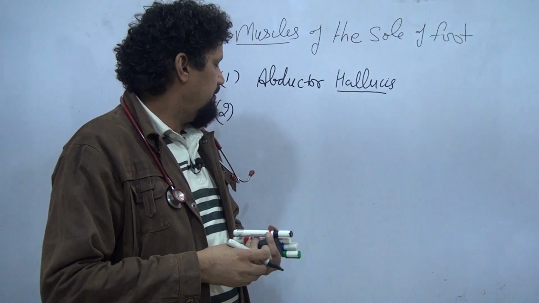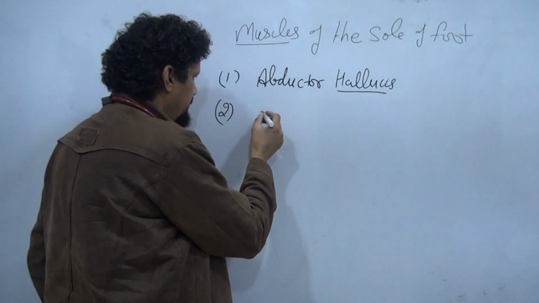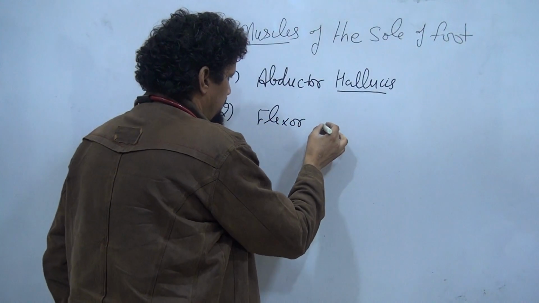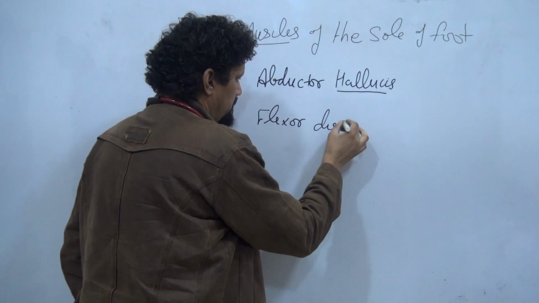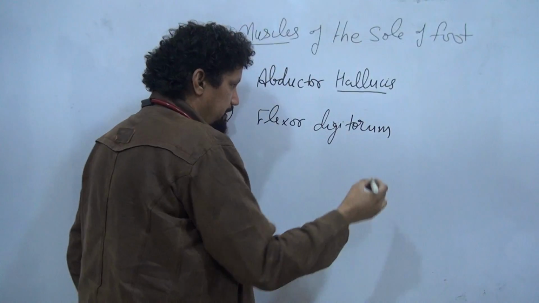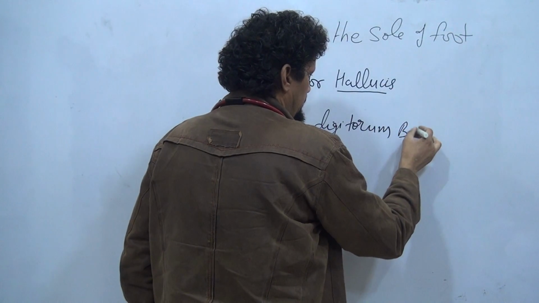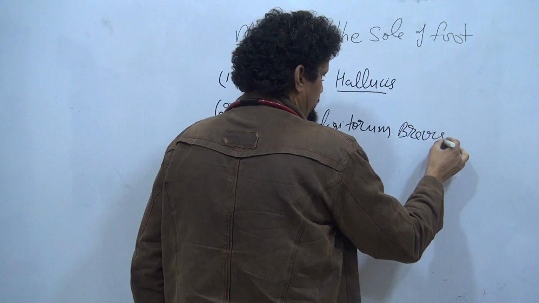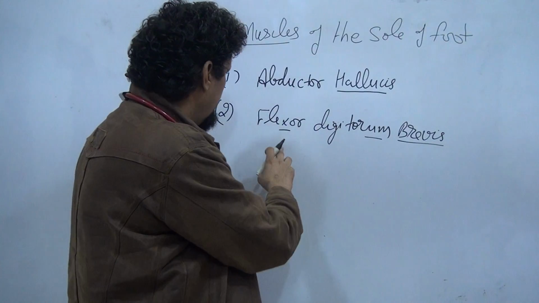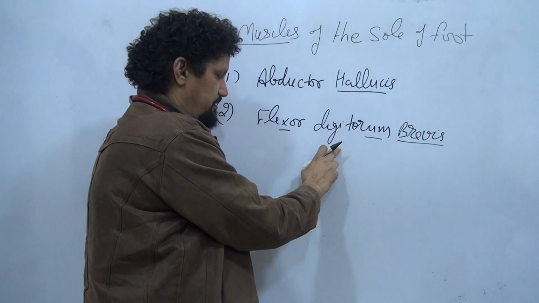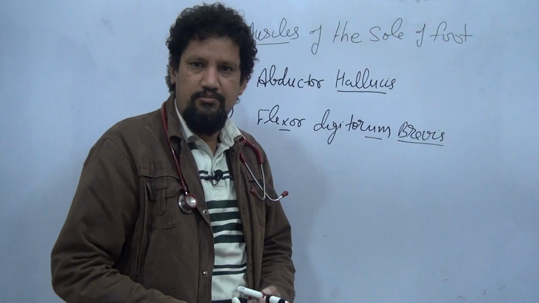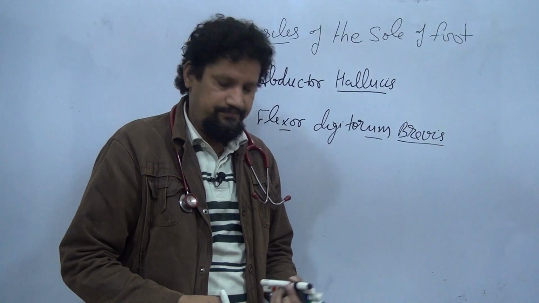the flexor digitorum brevis. As the name suggests, the muscle is a flexor for the digits or toes, and brevis means it is a short or small muscle of the sole of the foot.